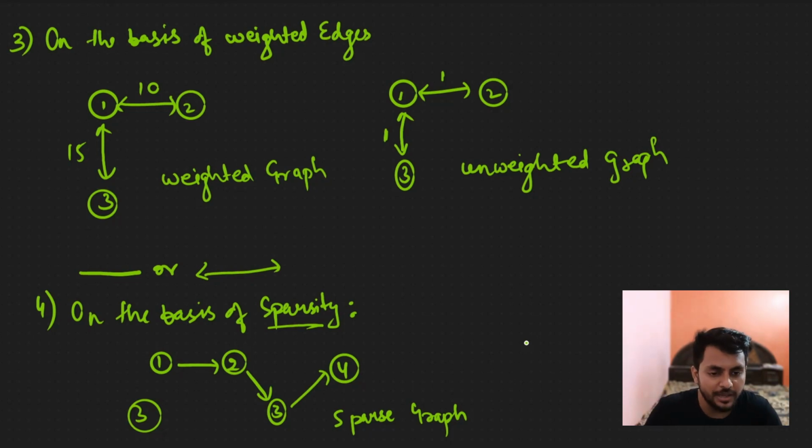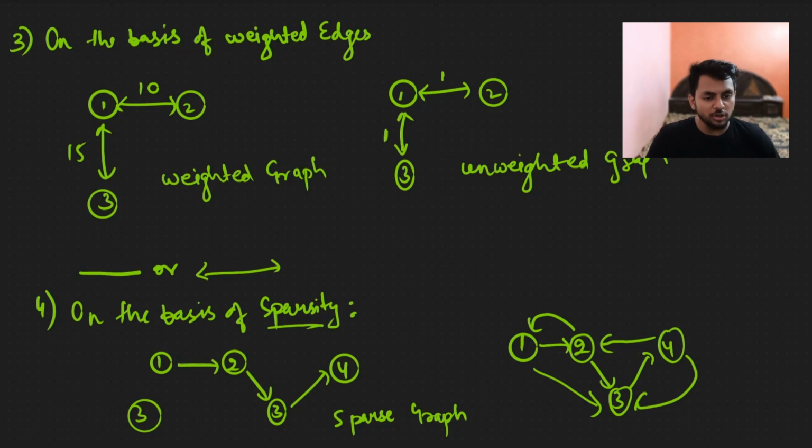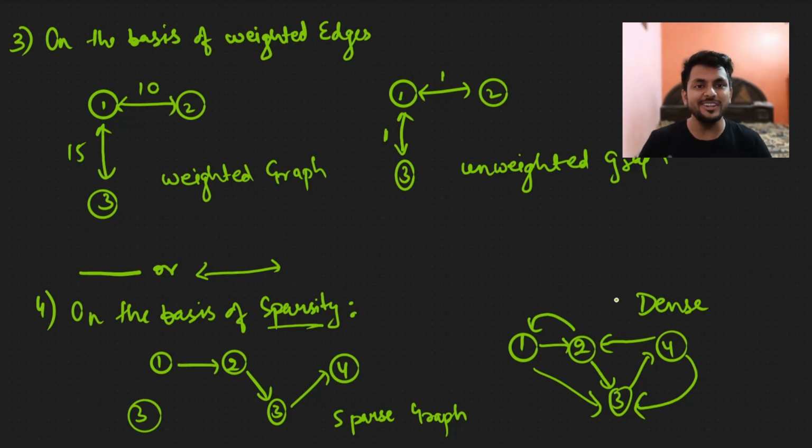So if I show some example, let's say 1 is connected to 2, 2 is connected to 3, 3 is connected to 4, and 4 is connected to 2, 3 is connected to 1, and this is connected to this, and 4 is connected to this. So this is, you can say, a dense graph if it is in the order of n square. So I hope you understand what a graph is and what the different types of graph are.